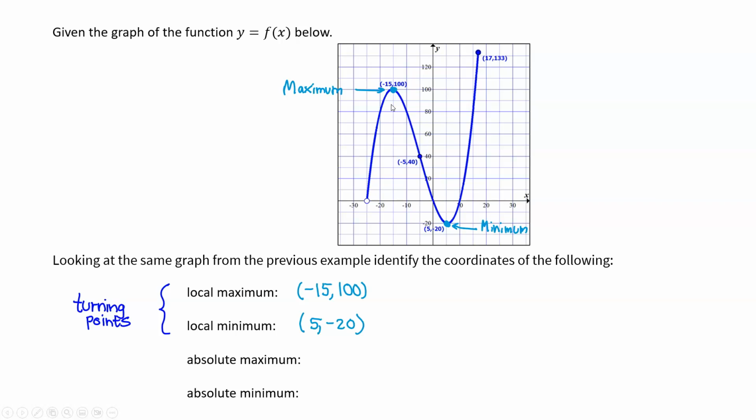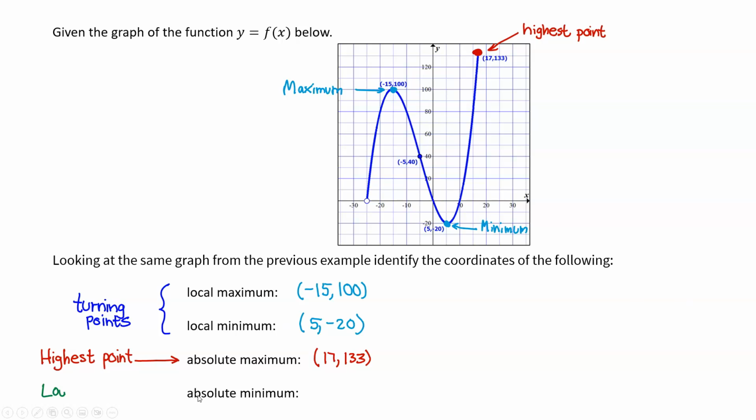Now, these turning points are not necessarily the absolute maximums or minimums, although they could be. For the absolute maximum, you're looking for the highest point of the graph for the domain. Some domains may not have one, because if the graph goes on forever and keeps moving up, it's not going to have an absolute maximum, but it might have a local maximum. But for this one, since it is a finite graph, you can see that the highest point is at 17, 133, and so that is the absolute maximum for this graph.